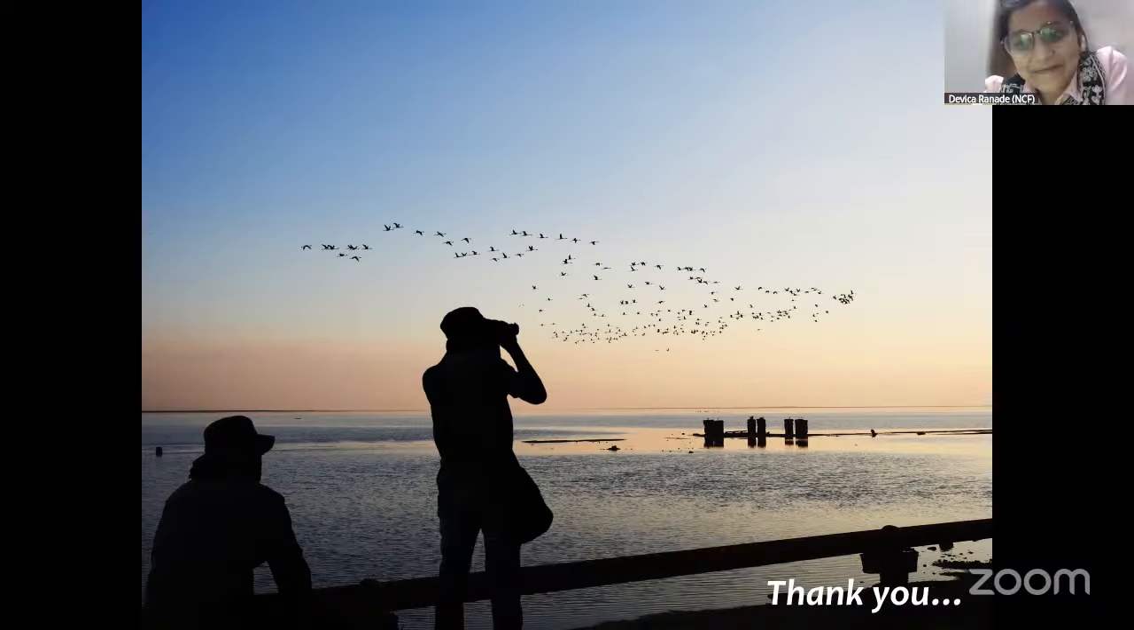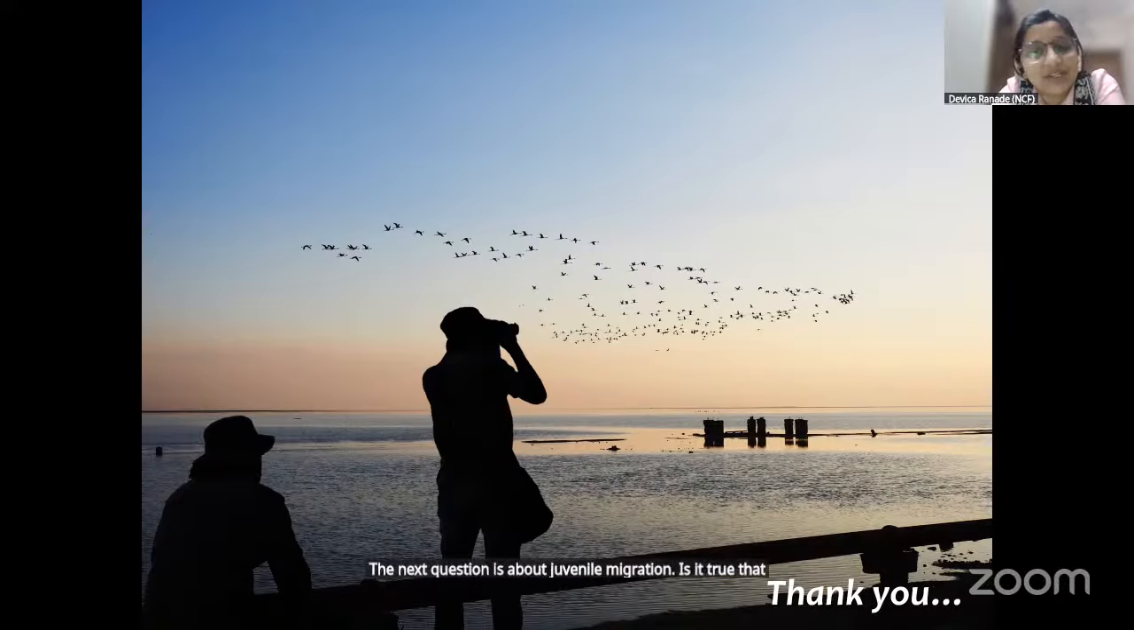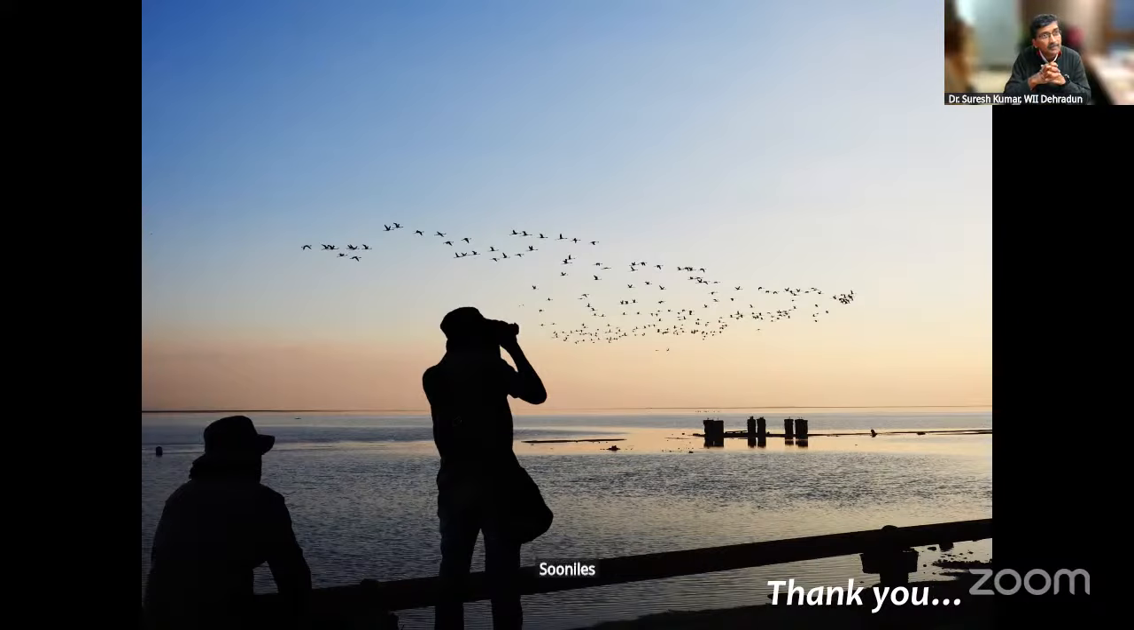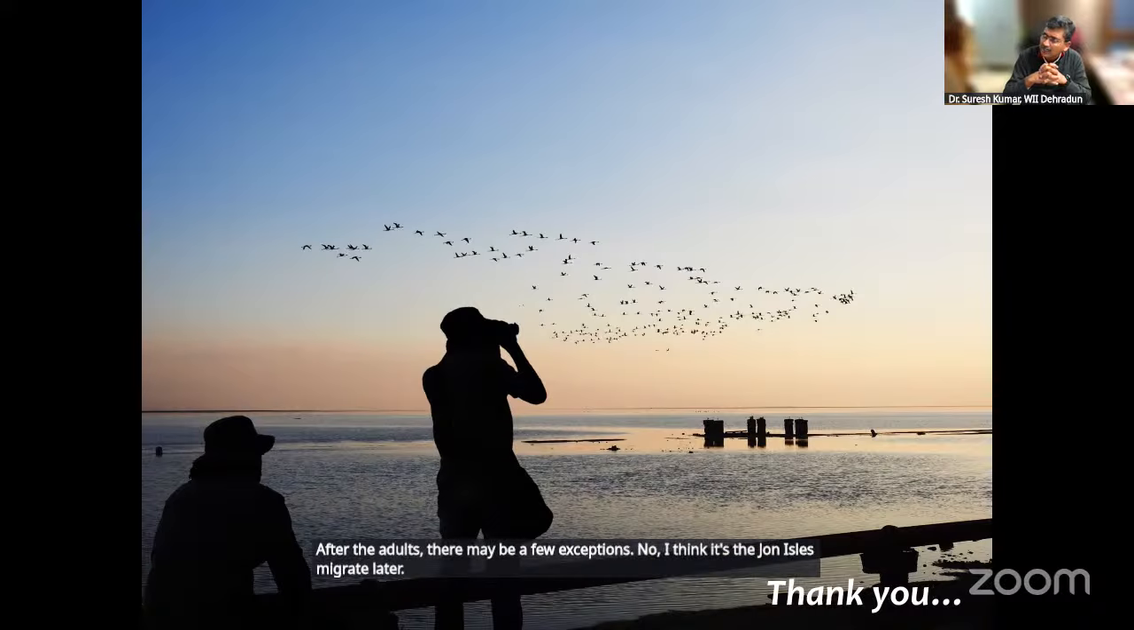Right. Then the next question is about juvenile migration. Is it true that in some bird species, juveniles migrate before adults, and why? Juveniles migrate before the adults. No, I know that the juveniles migrate later, after the adults. There may be a few exceptions. No, I think it's the juveniles migrate later.